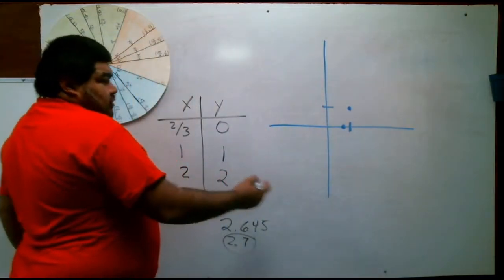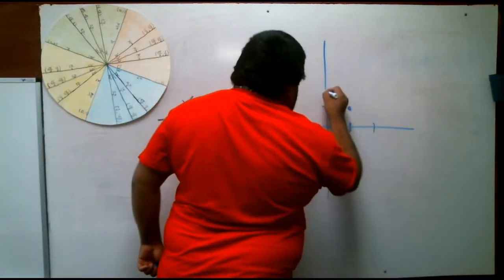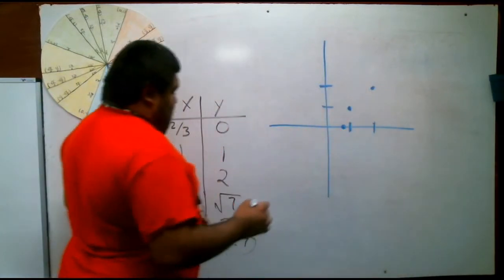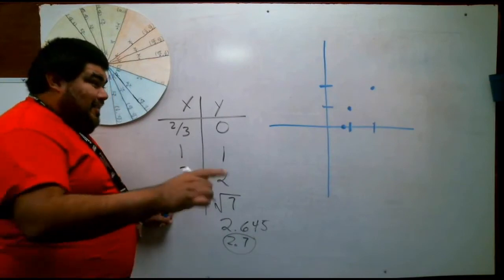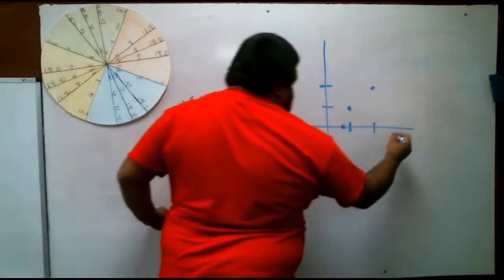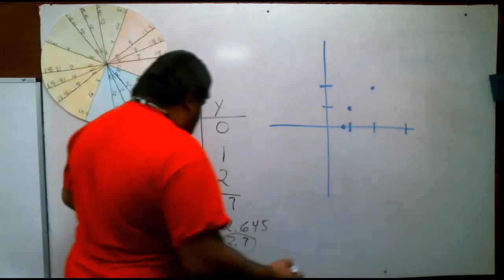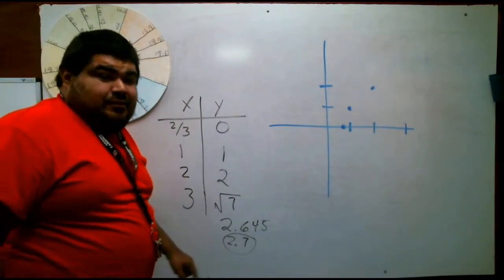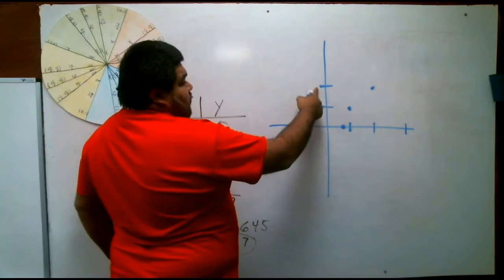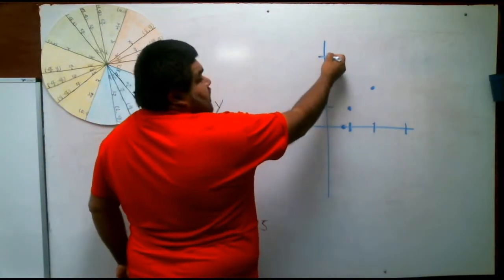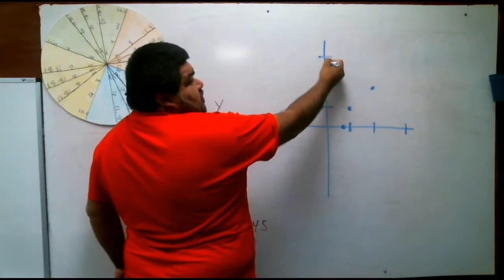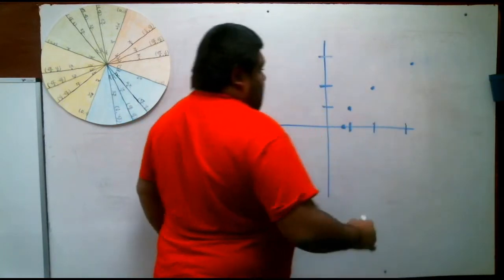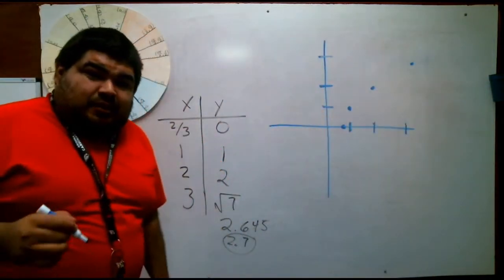Then we have a 2 and a 2. We have our third dot. And then we have 3 on the x-axis. So we're going to go to 3. But notice that on the y, we have 2.7, okay? So 1, 2, and then we're going to have 3 here. But we're not going to go all the way to 3. We're going to go a little lower, below 3. Now we're going to connect our dots, okay?